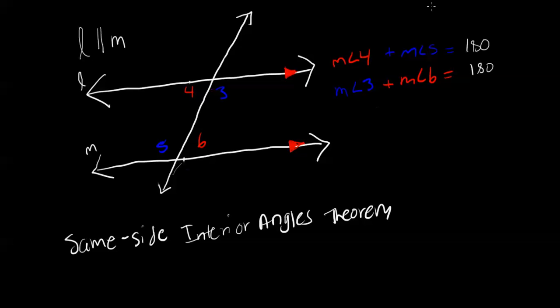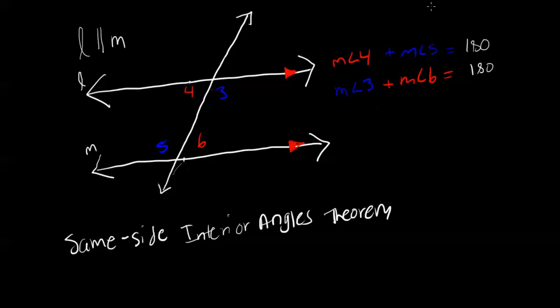The next theorem we're going to look at is the same side interior angles theorem. If a transversal intersects two parallel lines, then same side interior angles are supplementary. So first we see that line L is parallel to line M, and we have the transversal that's intersecting. Because the theorem says same side interior, we're going to look at the interior angles again, which are 4, 3, 5, and 6.